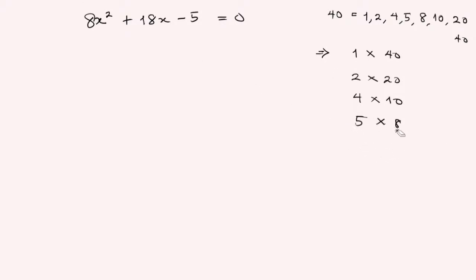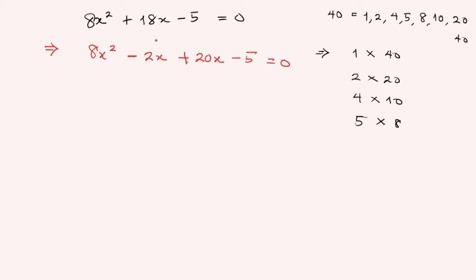5 times 8. And those are the combinations that we can get. So which of these combinations can give us 18? 2 and 20 can be added to give us 18. And if you check through, you'd notice that that's the only choice we have. So the best way to position that to make sense here would be 8x squared minus 2x plus 20x minus 5 equals 0. And minus 2x plus 20x gives us 18.